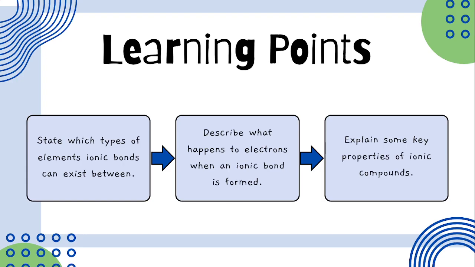The learning points are that we should be able to state which type of element ionic bonds can exist between. We should be able to describe what happens to electrons when an ionic bond is formed. And we should be able to explain some key properties of ionic compounds. Alright, let's get started.